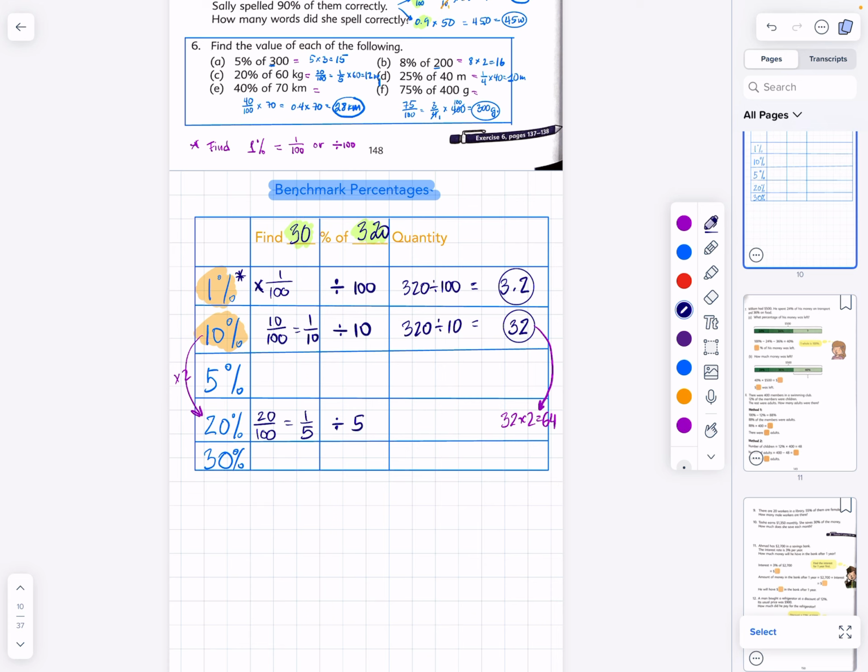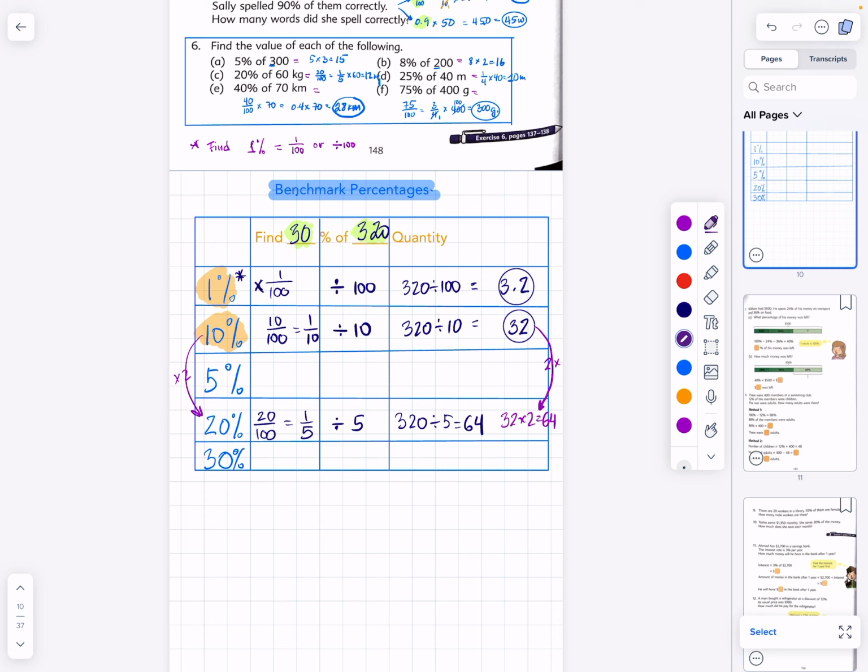Well, let's think about it. 320, we can divide it by 5, right? That's not a difficult thing to do. 300 divided by 5 is 60. 20 divided by 5 is 4. And we get the same answer of 64. You tell me which method is easier for you, right? We can first find the easy benchmark, 10%, and then double that to get to 20, or we can think of 20% as 1 out of 5, right? And divide by 5. Now, how would we find 30%?